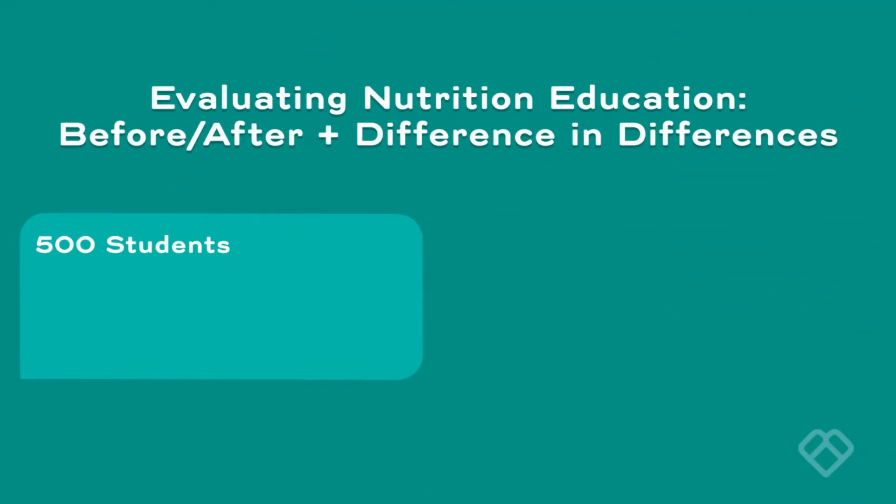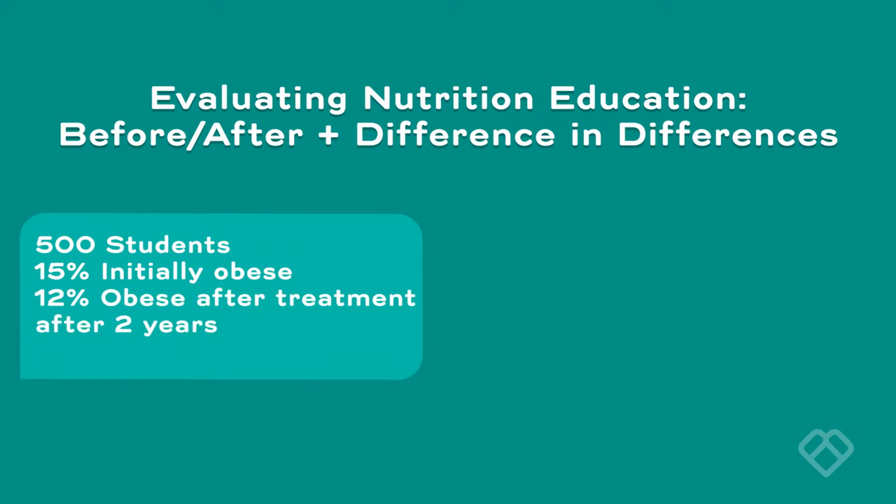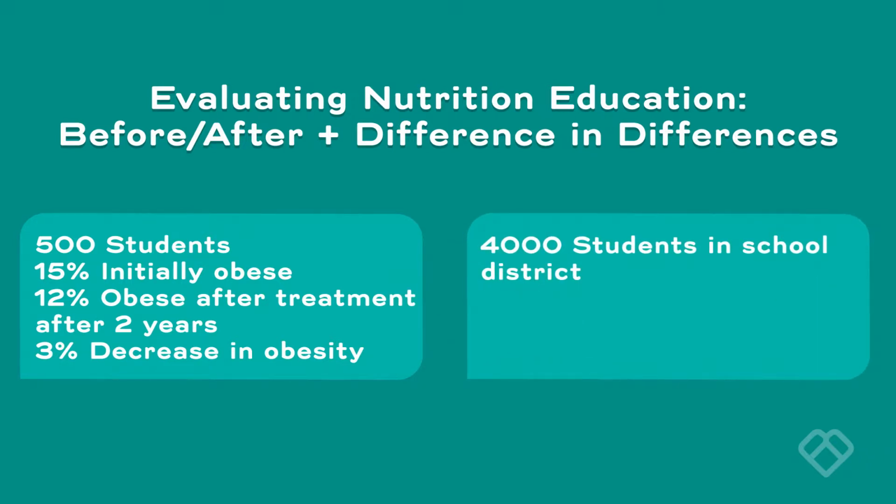We can't tell whether it was our program or whether it was factors of these sorts that resulted in the 3% decrease. So now let's combine our before and after test with a differences in differences technique. We have 500 students. We've already mentioned that 15% of them were initially obese, 12% were obese after 2 years, with a 3% decrease in obesity. But now, with the difference in differences approach, we have a comparison group here. We have 4,000 students in the school district.